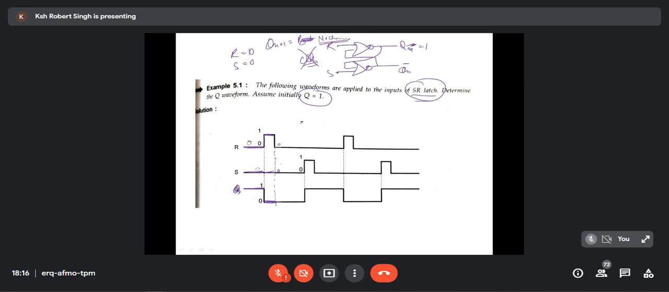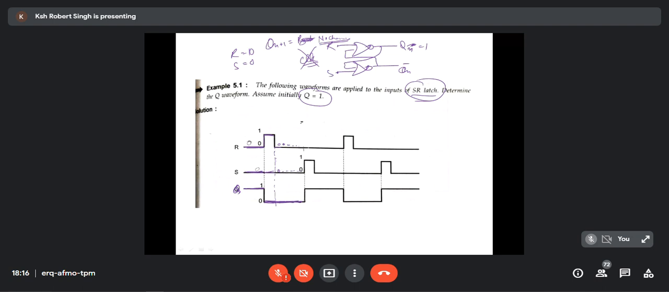How long will it be low? As long as R and S are 0. R is 0, S is 0. Then the output will be the previous. Whatever the previous is will be the next output. So it will be low, low, low. Previous low, new also low.